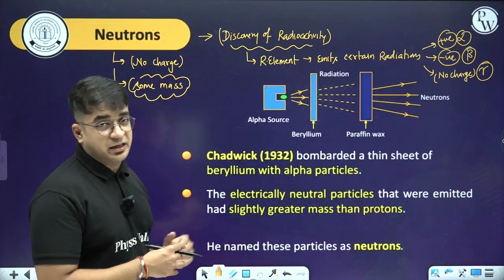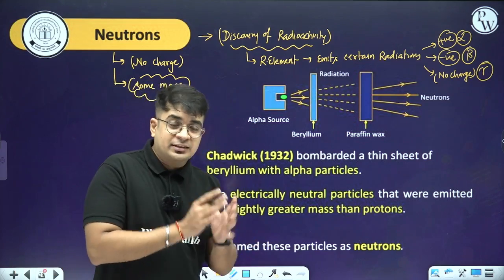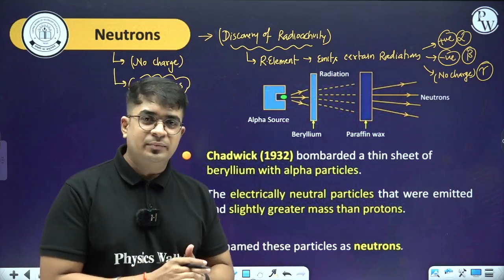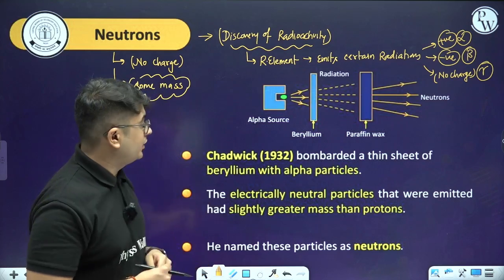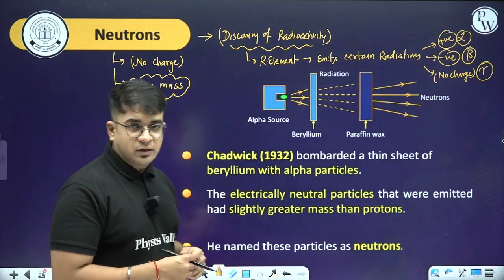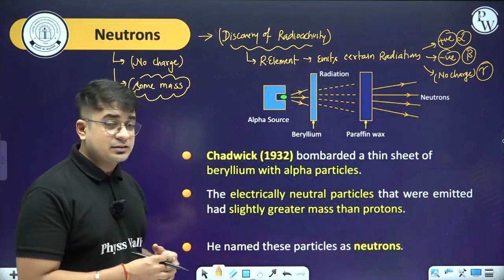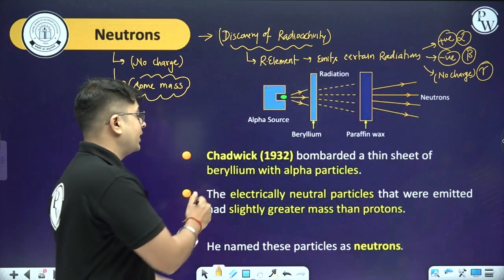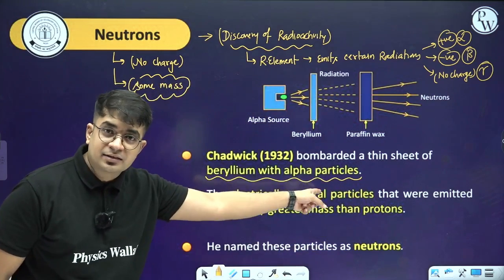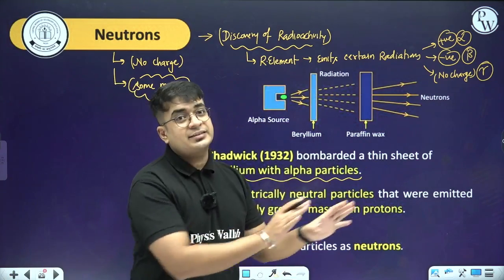Now the same experiment was done for the discovery of neutrons. They were not discovering the neutrons, they were experimenting the same type of experiment for radioactivity. So basically this entire part goes to Chadwick. Chadwick took a very thin sheet of beryllium, and he bombarded that particular part with alpha particles, because alpha particles were already discovered at that time.